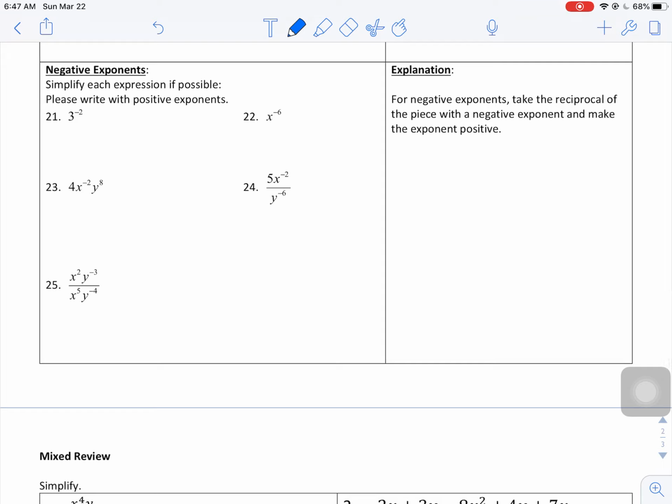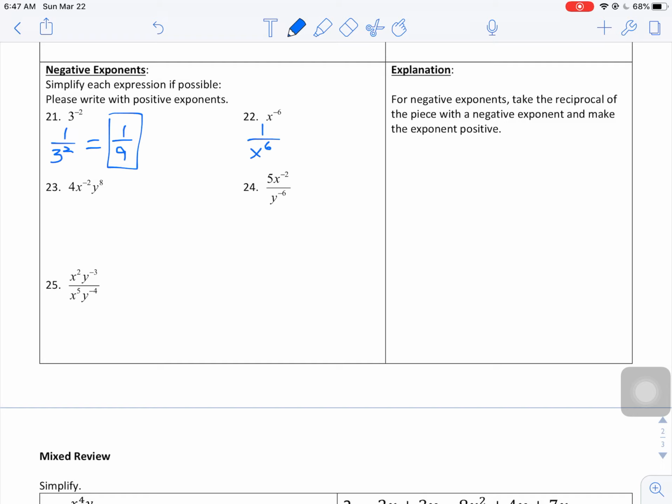With negative exponents, you're going to take the reciprocal of the piece with a negative exponent and make the exponent positive. So on 21, you flip it over, but instead of saying 3 to the negative 2, you make it 3 to the positive 2. And then obviously simplify. 3 squared is 9. With 22, flip it over, but instead of making it a negative 6, make it a positive 6, just like that.